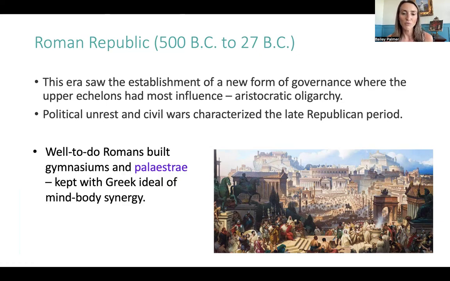We also know that the Romans built these really elaborate, extravagant gymnasiums and something called a palestra, which is where these aristocratic, usually male people would go and lounge and relax and have these philosophical discussions. They talked about and had intellectual education during this time. And they did some sort of physical activity, but they really focused on, like it says at the bottom, that mind-body synergy, which is something that they took from the Greeks from early BC times.